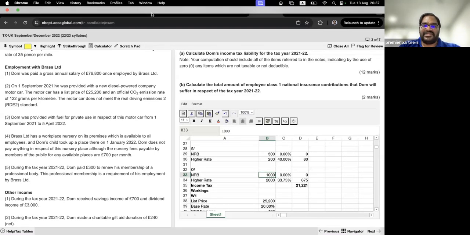I took only 1,000 under the nil rate band, balance 2,000 under the higher rate band. All right. So that's all what we need to do to get 12 marks. Are we okay? Any questions on this full calculation? Any concerns or any doubts that you have?